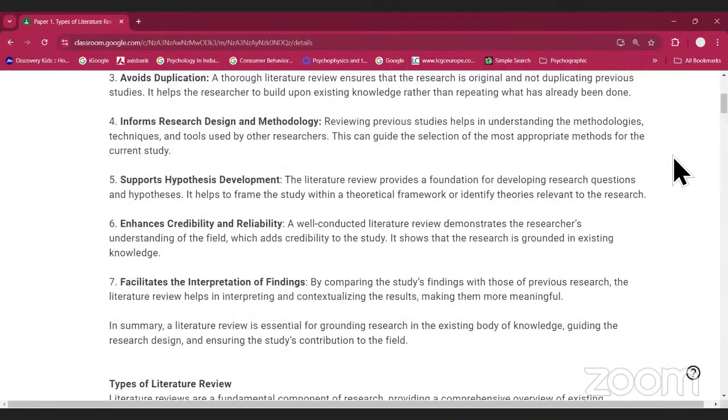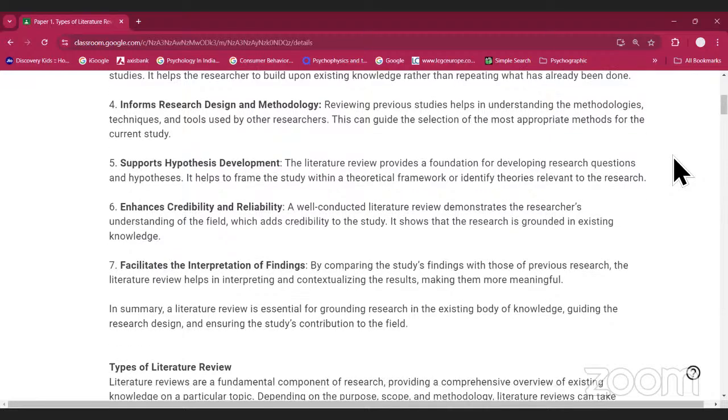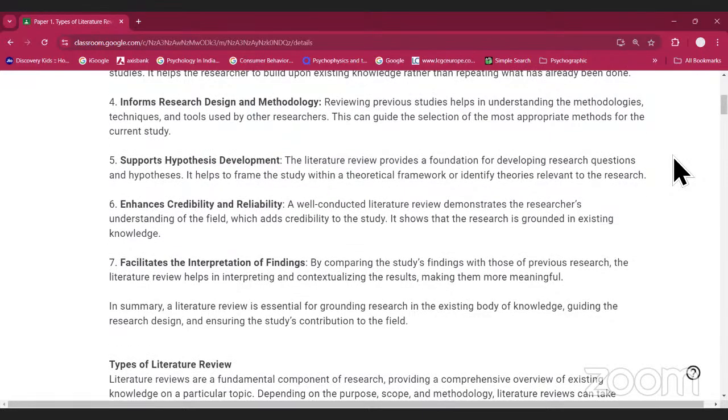Number 5, supports hypothesis development. The literature review provides a foundation for developing research questions and hypotheses. It helps to frame the study within a theoretical framework or identify theories relevant to the research. Number 6, enhances credibility and reliability. A well-conducted literature review demonstrates the researcher's understanding of the field, which adds credibility to the study. It shows that the research is grounded in existing knowledge.